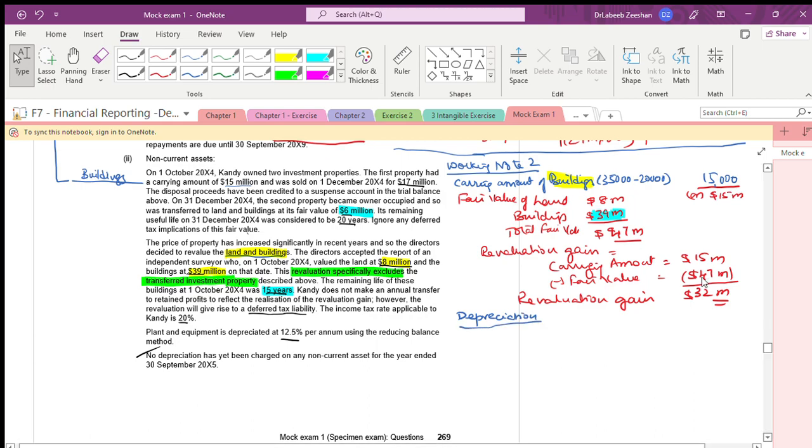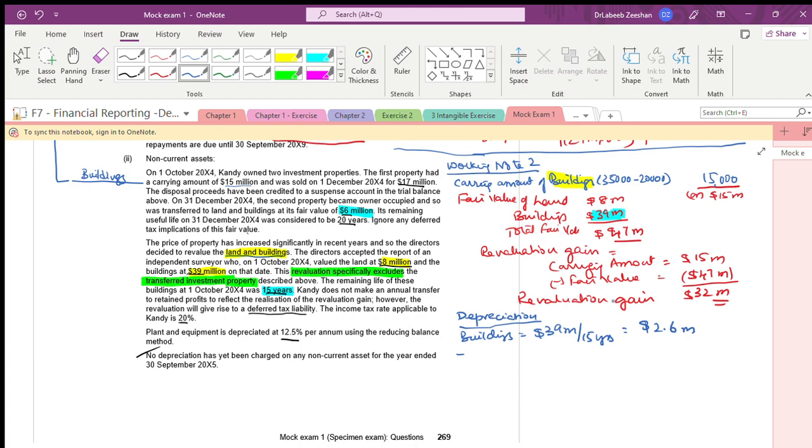Depreciation on buildings. How much is there? 39 million divided by 15 years. 39 divided by 15 comes to 2.6, so 2.6 million. We will complete this and stop, otherwise if we rush, we will not get it right.